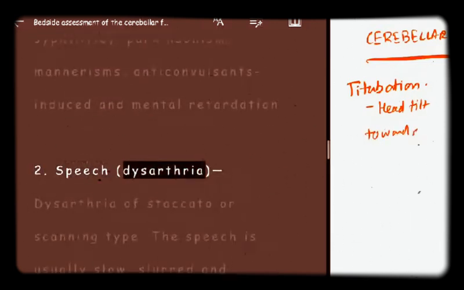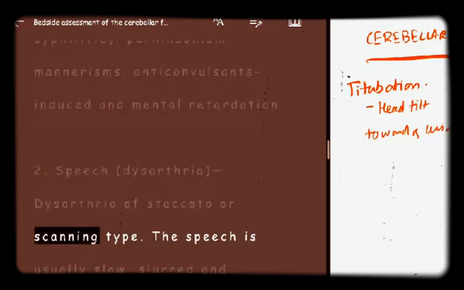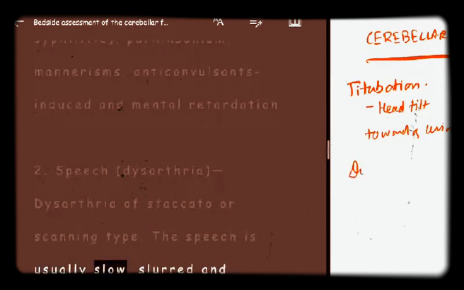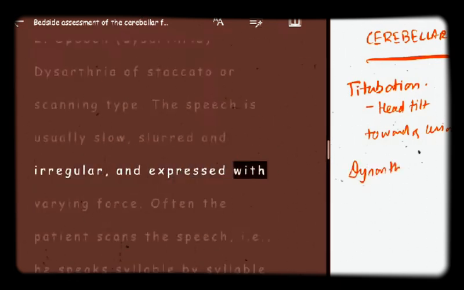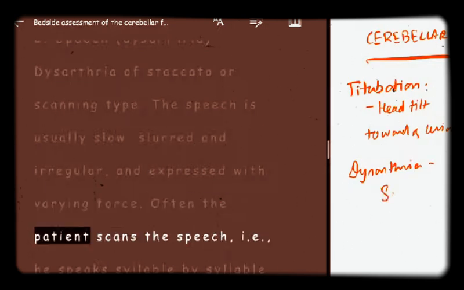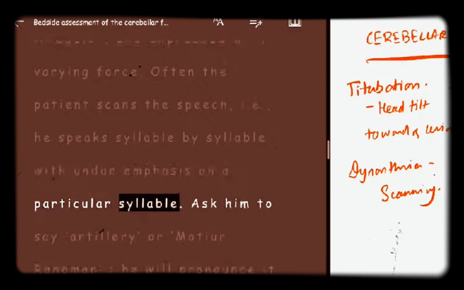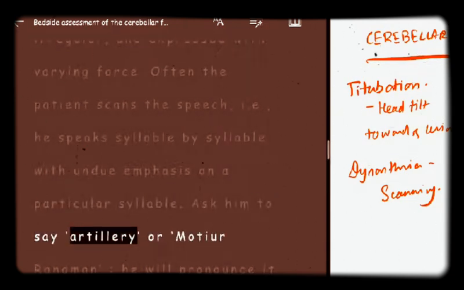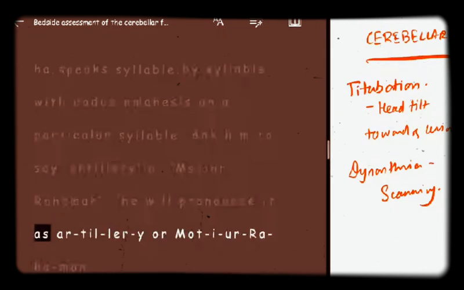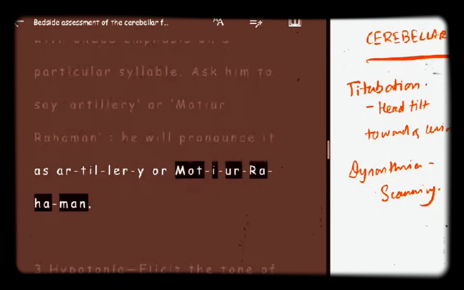2. Speech: dysarthria of staccato or scanning type. The speech is usually slow, slurred and irregular, and expressed with varying force. Often the patient scans the speech, i.e., he speaks syllable by syllable with undue emphasis on a particular syllable. Ask him to say artillery, and he will pronounce it as ar-til-lery with broken emphasis.